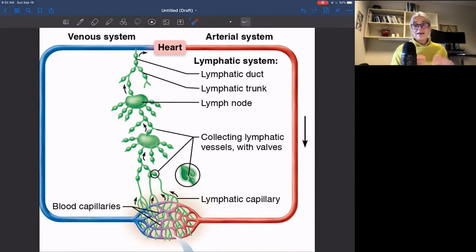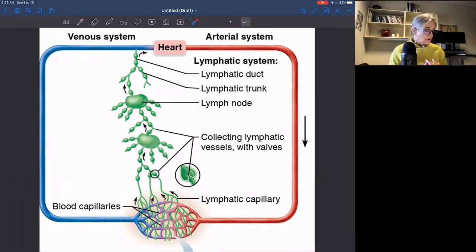The capillary beds are extensive throughout our body. If you think about, for example, when your skin gets hot and turns red, those are capillary beds opening up in your skin in order for you to get rid of heat. We also have capillaries in our digestive tract, in our muscles, right? So capillaries are extensive, as is the lymphatic system.